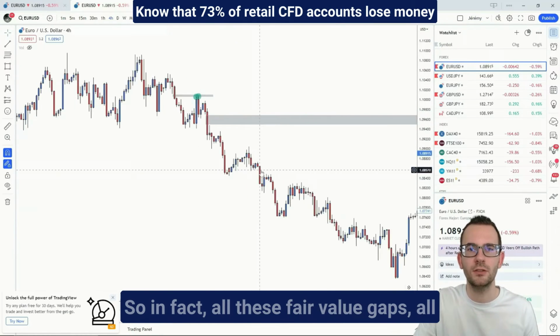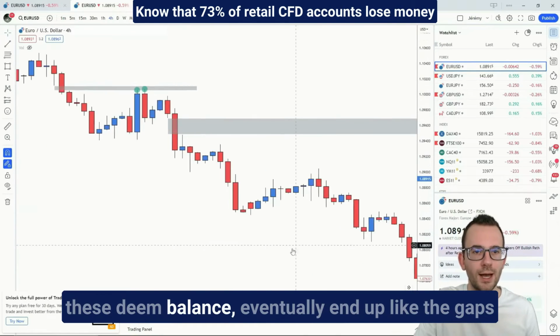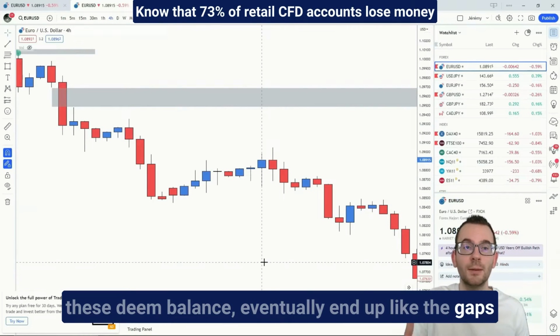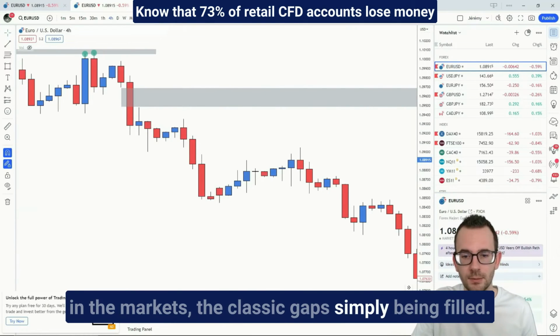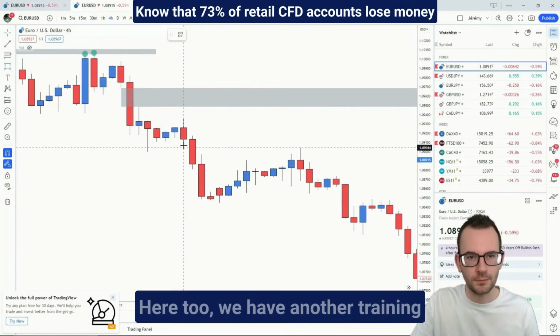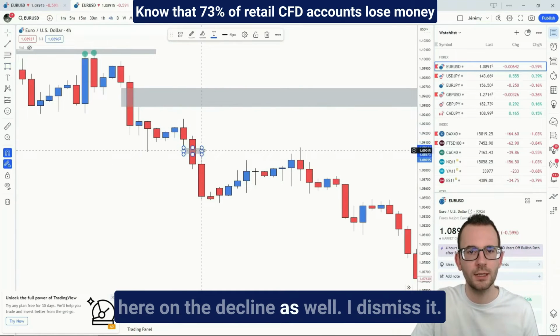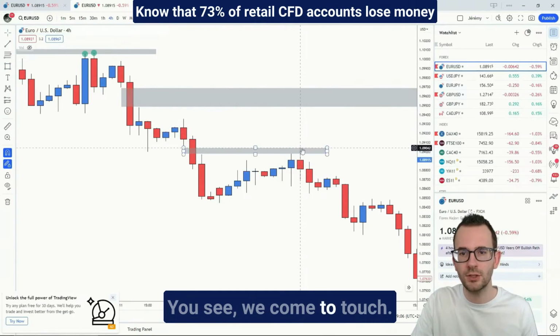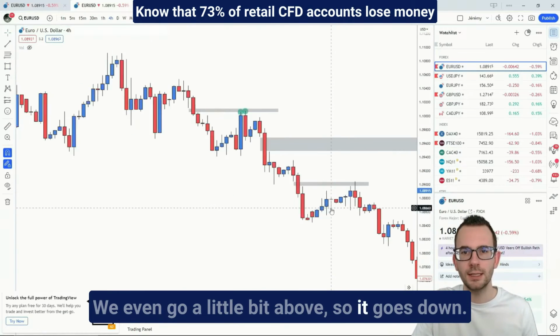So in fact, all these fair value gaps, all these imbalances eventually end up like the gaps in the markets, the classic gaps, simply being filled here too. We have another training here on the decline as well. I dismiss it. You see, we come to touch, we even go a little bit above, so it goes down.